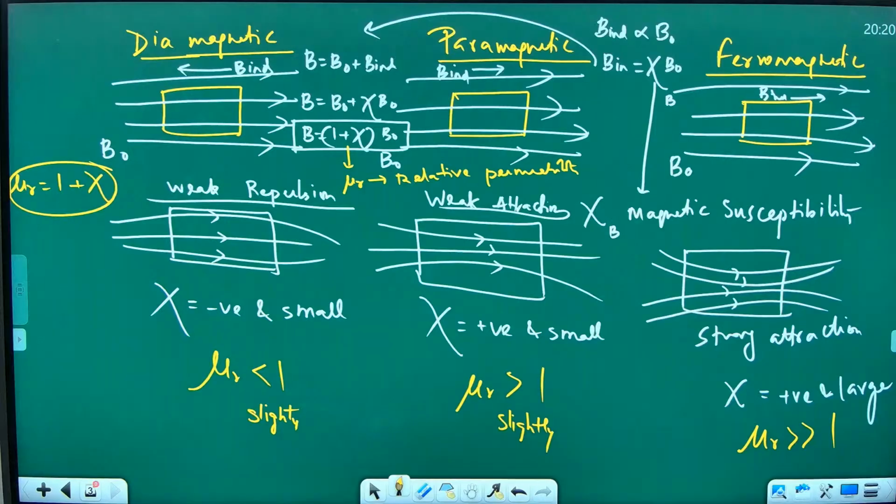Have you copied, all of you? Sure? Yeah, fast one.